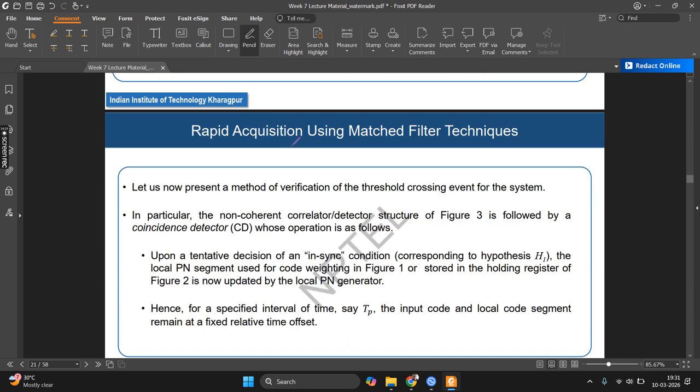Let us now present a method of verification of the threshold crossing event for the system. We want to discuss the method to verify whether we have crossed the threshold or not. If we have crossed the threshold of accuracy, we will say that the PN sequence detection, the acquisition, is done.